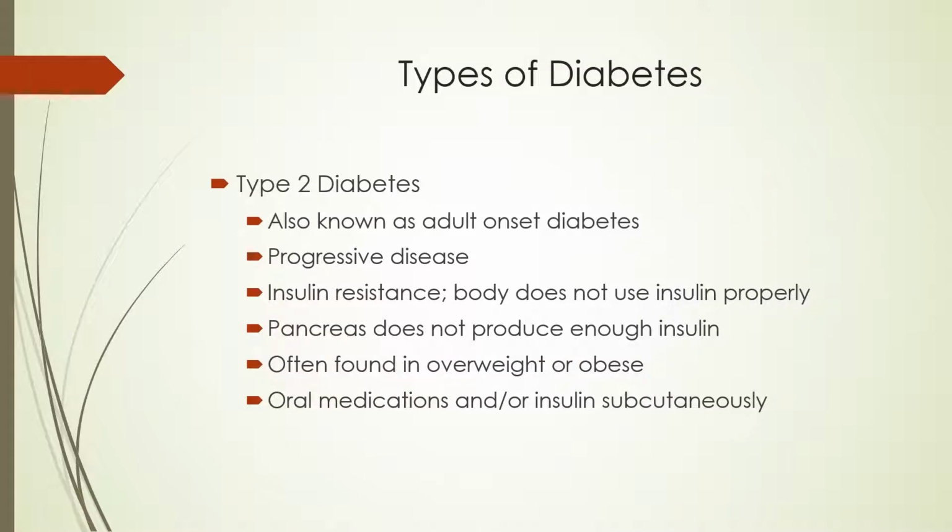Type 2 diabetes, also known as adult onset diabetes, is a progressive disease, meaning that it's going to get worse over time. It can be insulin resistance, where the body doesn't use its insulin properly. The pancreas doesn't produce enough insulin, and it's often found in the overweight or obese population. You can use oral medications to treat type 2 diabetes, and sometimes people also use insulin.